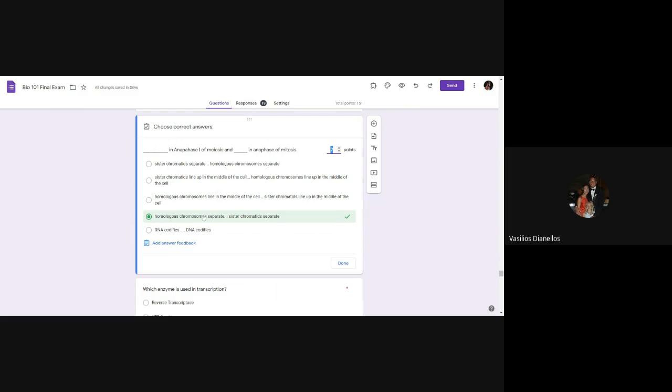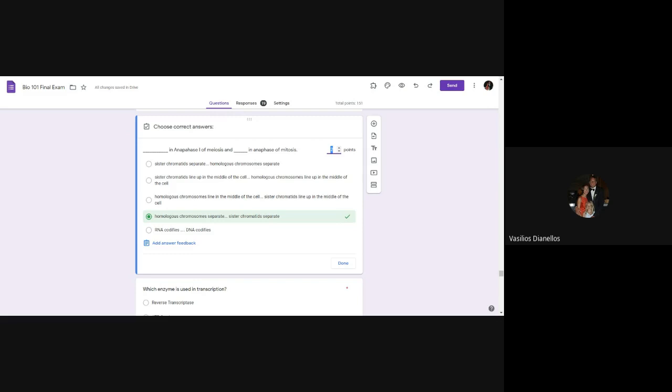Partial credit, if I remember correctly, I think you got partial credit if you guessed anything other than this last one that I completely made up. RNA codifies and DNA codifies. Those are just words I made up. So as long as you guess something, if I remember correctly, you got partial credit.